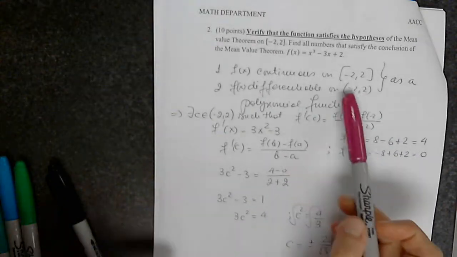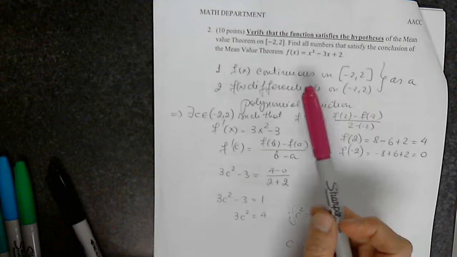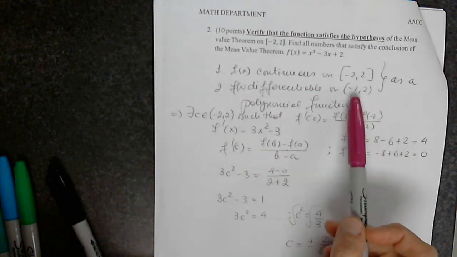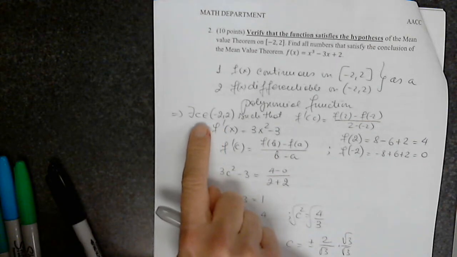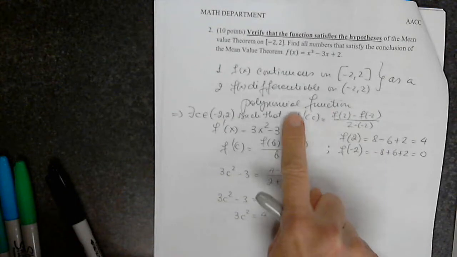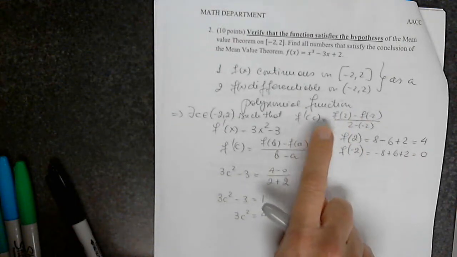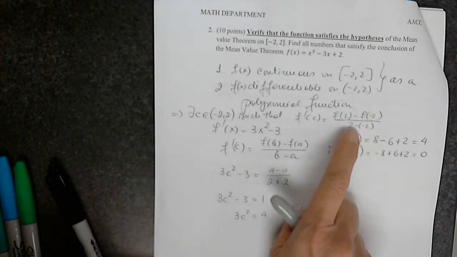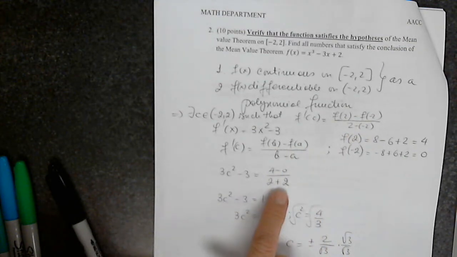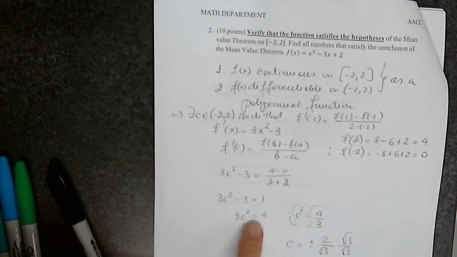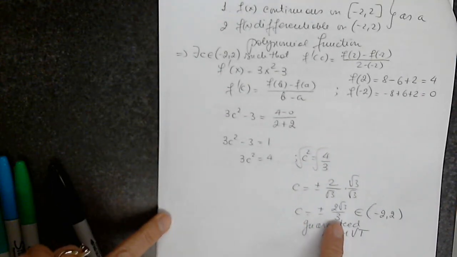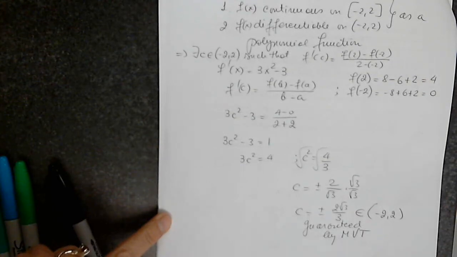So f of x is continuous. We have to write that. F of x is differentiable on -2, 2 as a polynomial function for both. But then there must exist at least one c between -2 and 2 such that f prime of c equals f of b minus f of a over b minus a. So this was 1. So then 3c squared equals 4. And we get plus or minus 2 the square root of 3 over 3, which is a number in that interval.